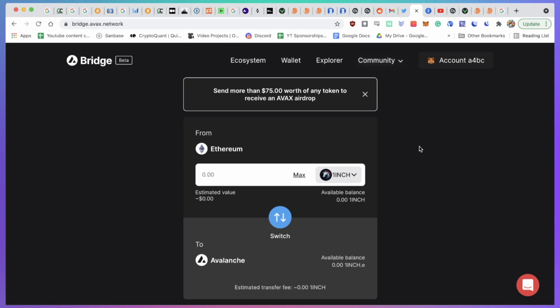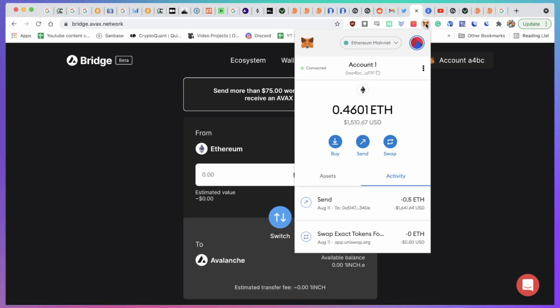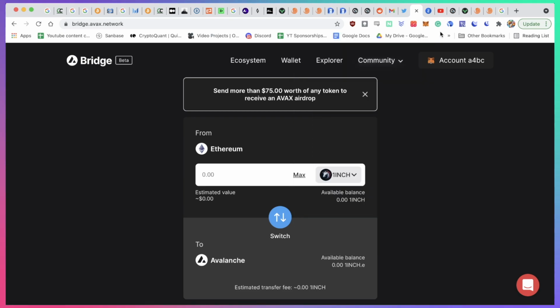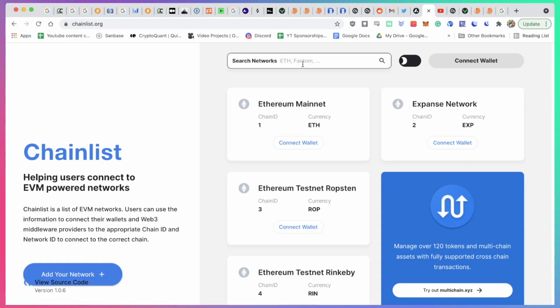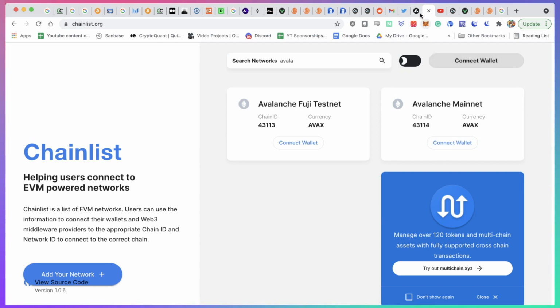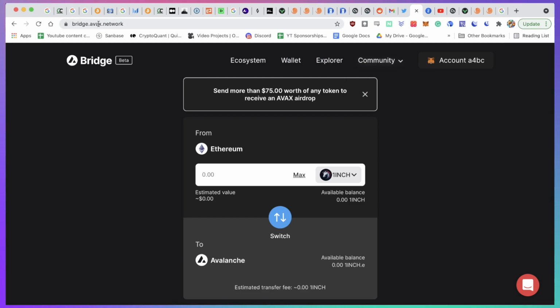Now, first things first, you will have to have a MetaMask account and some ETH on this account. The second thing that you want to do is go onto chainlist.org, and here you can search for Avalanche, and you're going to add the Avalanche mainnet onto your MetaMask wallet. Perfect. When you've got that done, you can go to bridge.avax.network. And the cool thing is, if you send more than $75 worth of any token to the Avalanche network, you will receive some AVAX tokens, and that's great in order to do some transactions later on.